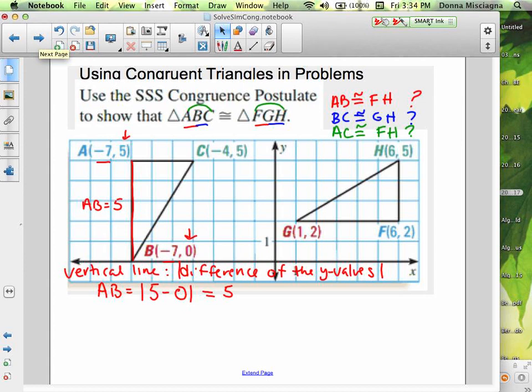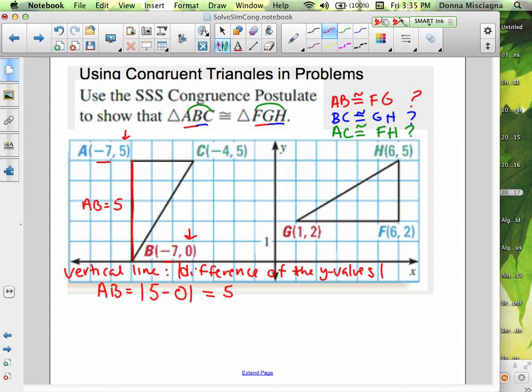Let's do the same thing for FH. And there we go. Did I write them down wrong? Let me see. AB. Oh, I put down FG or FH. I do not know why I put down FH.